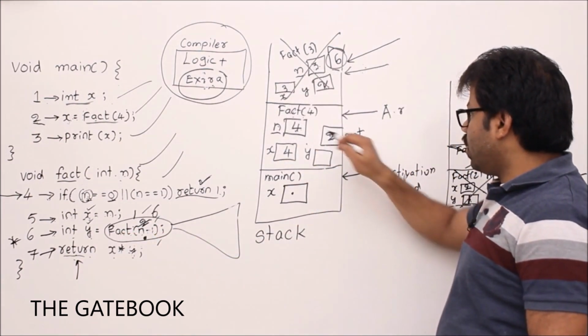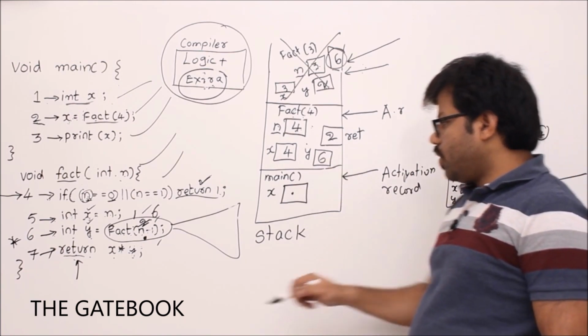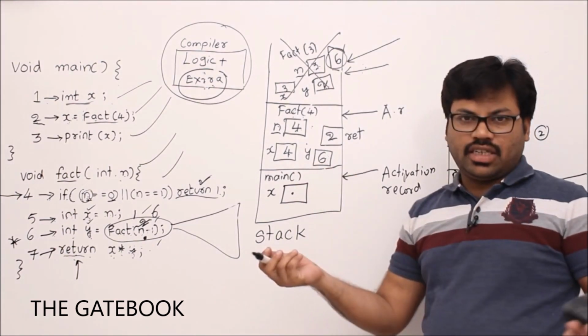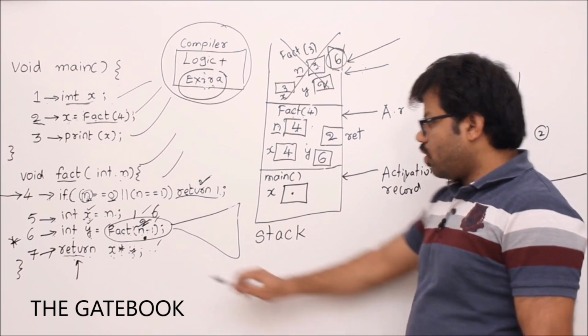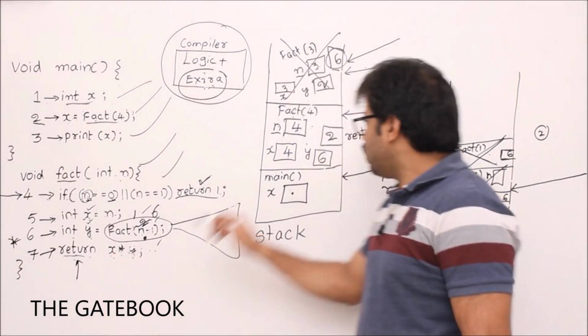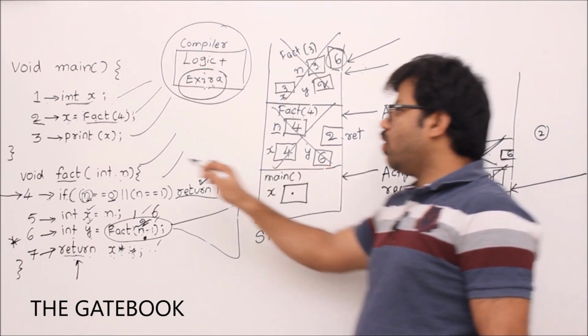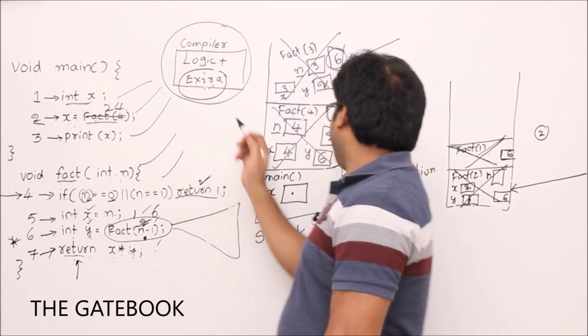What is y here? What is the current activation record? This one. What is y here? This one. 6. Then go to line number 7. In line number 7, x star y. What is x? 4. What is y? 6. 4 into 6, 24, because of this instruction. Then 24, but it's returned. That means close this function, go to the return address, what? 2. Blindly go to line number 2 and replace that with this 24, correct?